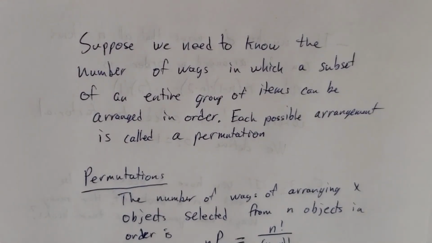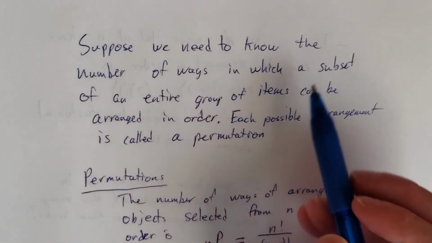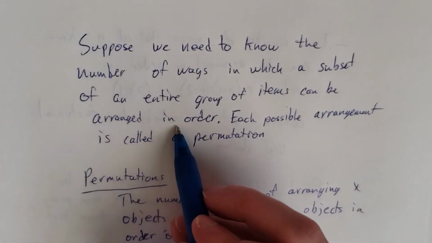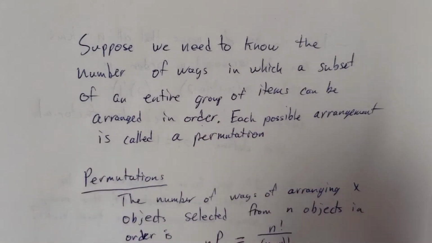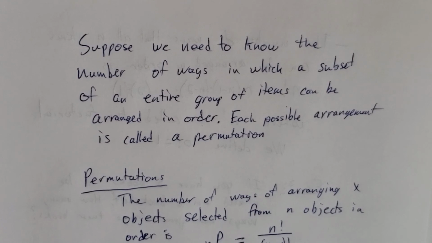In this video, we're going to take a look at two more counting rules. And so for this first one, let's suppose we need to know the number of ways in which a subset of an entire group of items can be arranged in order. Each possible arrangement is called a permutation.